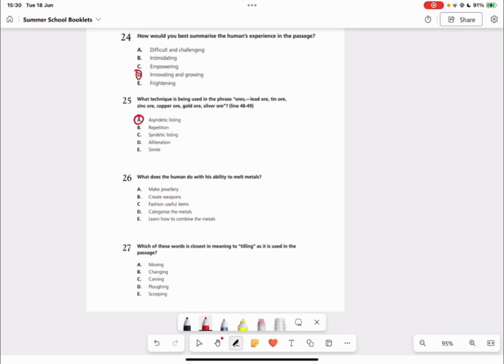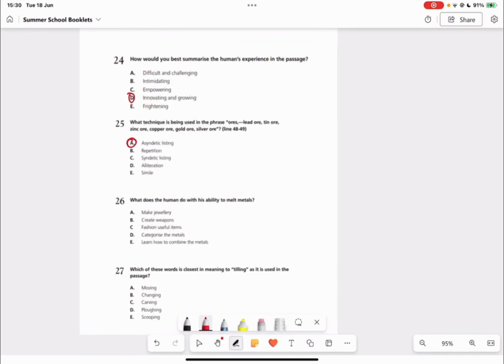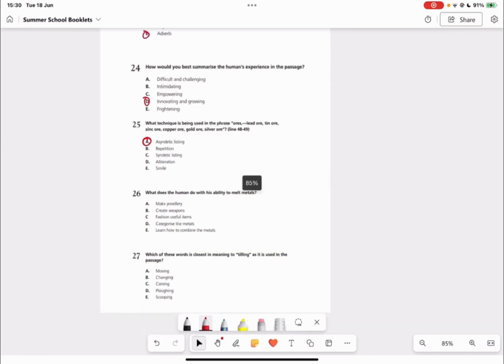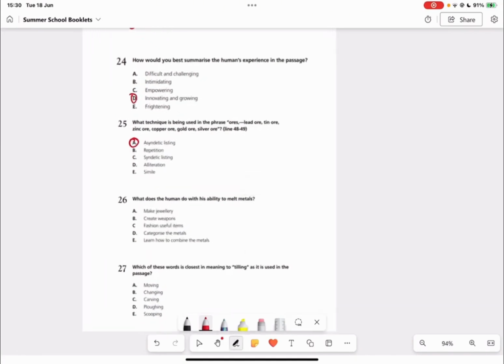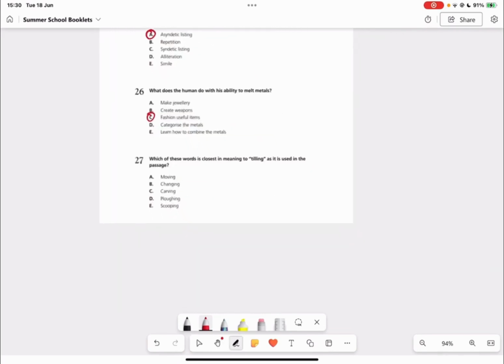So 26, we're looking at what does the human do with his ability to melt metals. So we know that they do make jewelry, but it's not necessarily through melting metals. And they also create weapons, but overall they do fashion useful items, and they don't categorize them and they don't learn to combine them. So this will be fashion useful items. So they're making useful items.